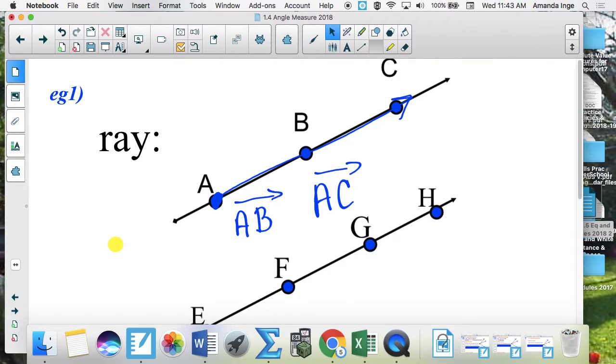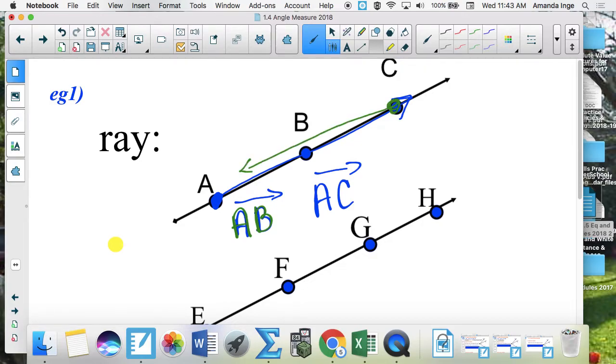But like I said, the endpoint where it starts is the first letter, and the second letter is the direction it's going in. So if you started at C and went in this direction, that would be CB, or it could be called CA. So a ray has an endpoint and goes in one direction forever and ever. You can't measure a ray.